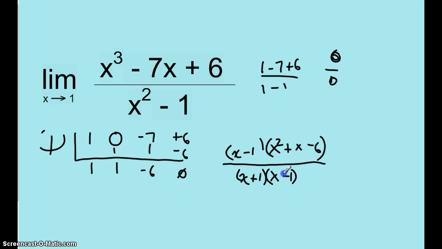Go ahead and pause this just to catch up. Then you can go ahead and cancel out the negative 1's, replace them with 1's. Then now go ahead and try the limit again. 1 plus 1 minus 6 all over 1 plus 1, negative 4 over 2. The limit is negative 2.